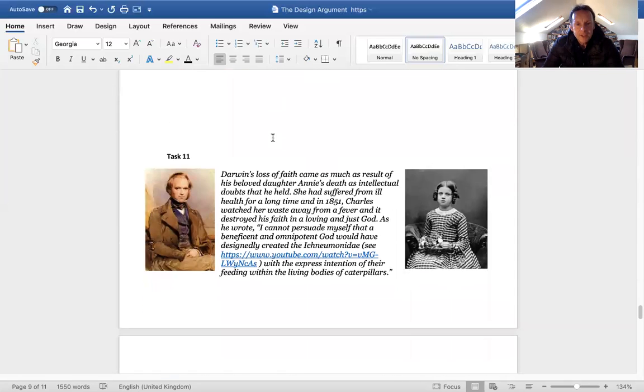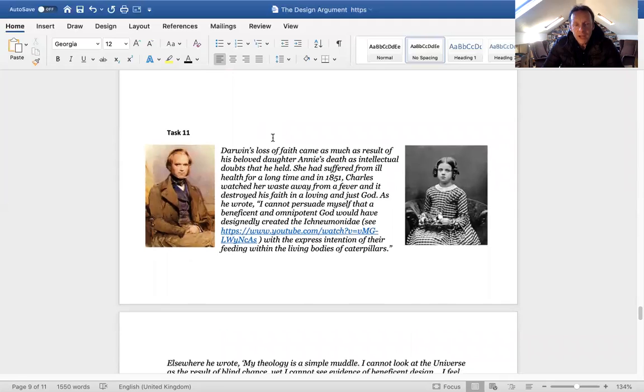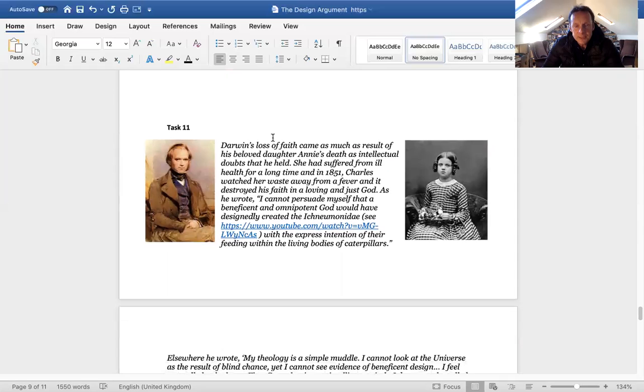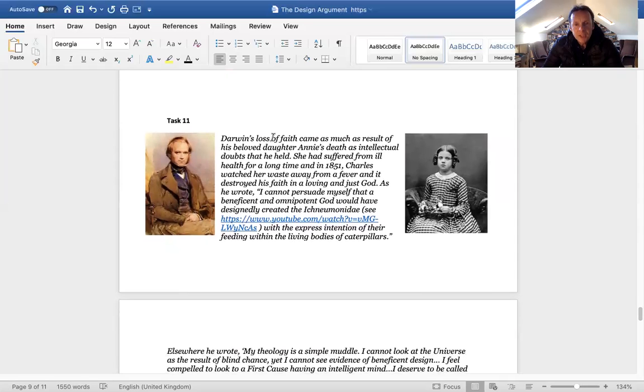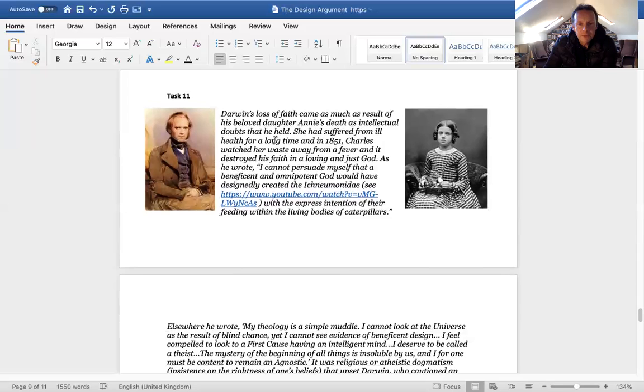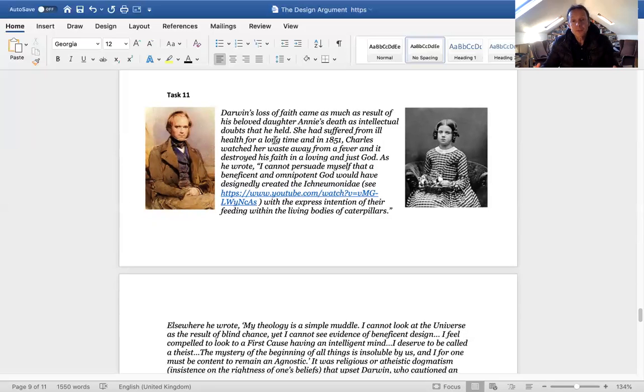Task 11. Darwin's loss of faith came as much as a result of his beloved daughter Annie's death as any intellectual doubts that he held. She had suffered from ill health for a long time, and in 1851, Darwin watched her waste away from a fever, and it destroyed his faith in a loving and just God. As he wrote, "I cannot persuade myself that a beneficent and omnipotent God would have designedly created a wasp that could do the evil that it does."